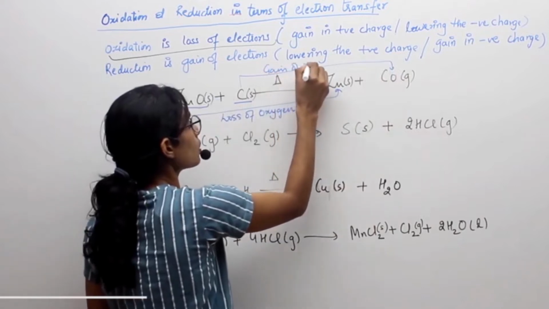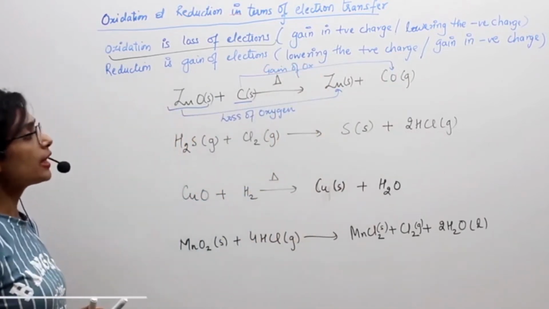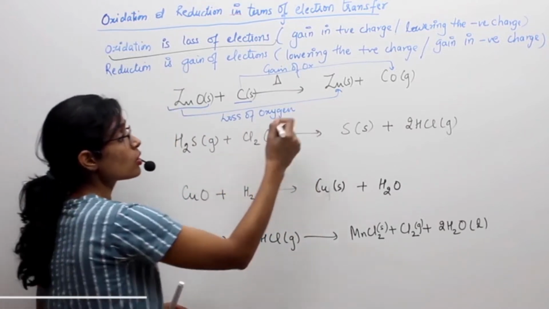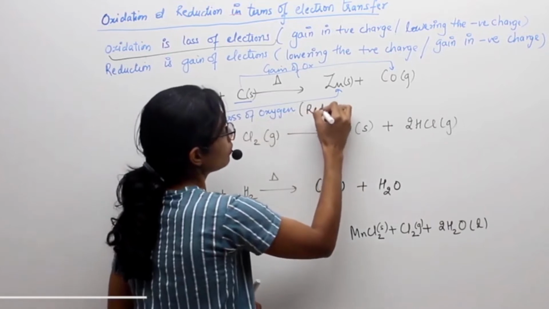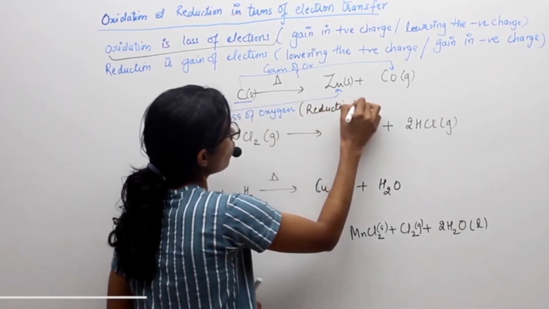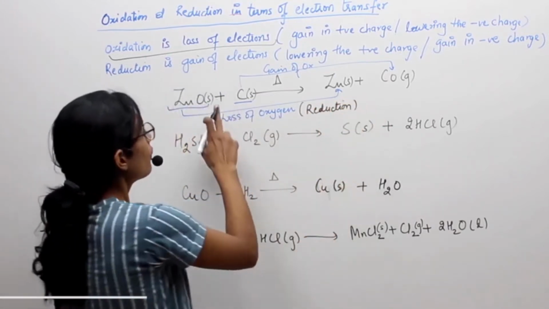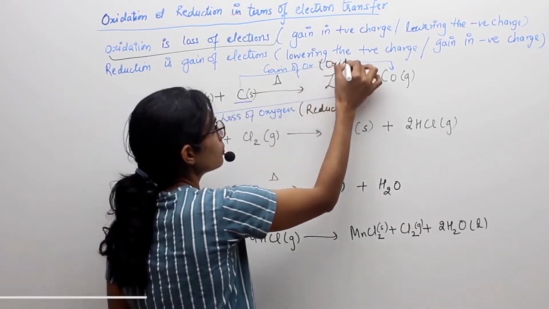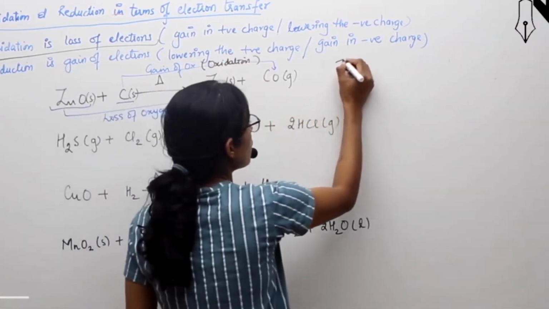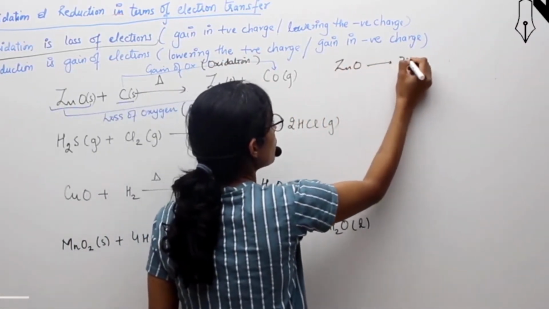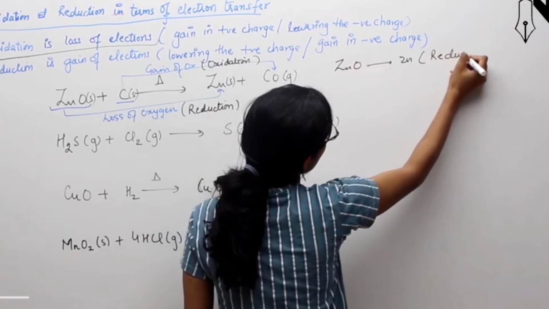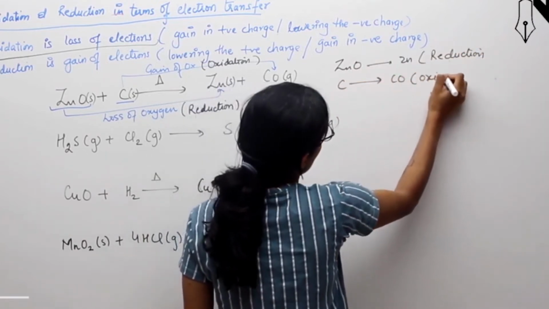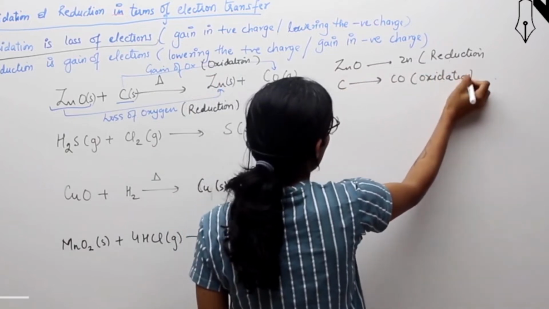So loss of oxygen is what? Reduction. So zinc got reduced, or reduction happened for zinc, whereas carbon gained oxygen, and hence this will be called oxidation. So in this reaction, the conversion from zinc oxide to zinc is your reduction, and carbon to carbon monoxide is oxidation. This I explained with the help of oxygen.